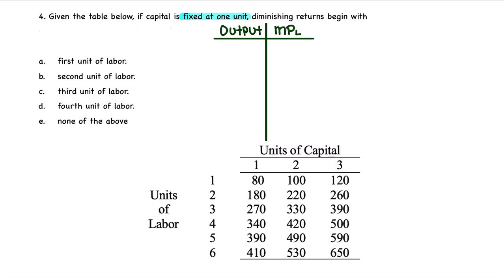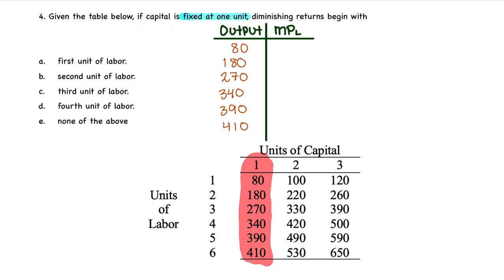Given the table below, if capital is fixed at 1 unit, diminishing returns begins with. So we need to focus on this column. And just because I cannot write small enough, we're going to bring it up here. So 80 and then 180, 270, 340, 390, 410.